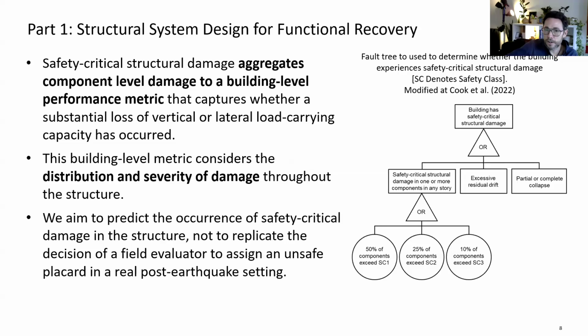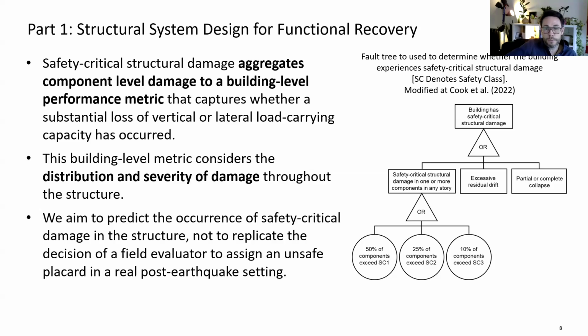Since the notion of safety critical structural damage is integral to this work, I want to go over this concept with you because it's possible that you haven't heard of this before. So in our analysis, safety critical structural damage aggregates component level damage to a building level performance metric, and it captures whether there's been a substantial loss of vertical or lateral load carrying capacity. Now, this building level metric considers the distribution and the severity of damage throughout the structure.